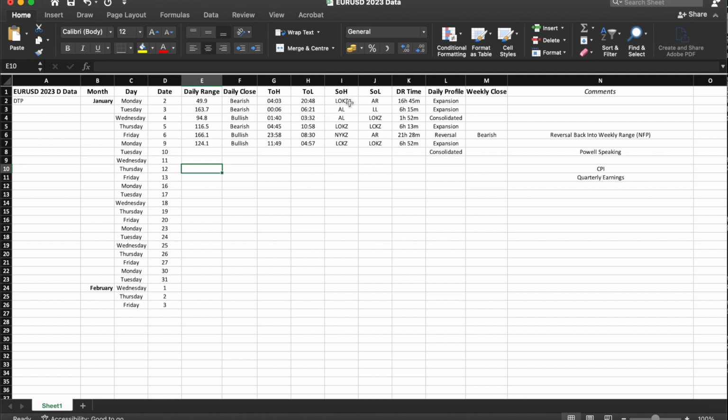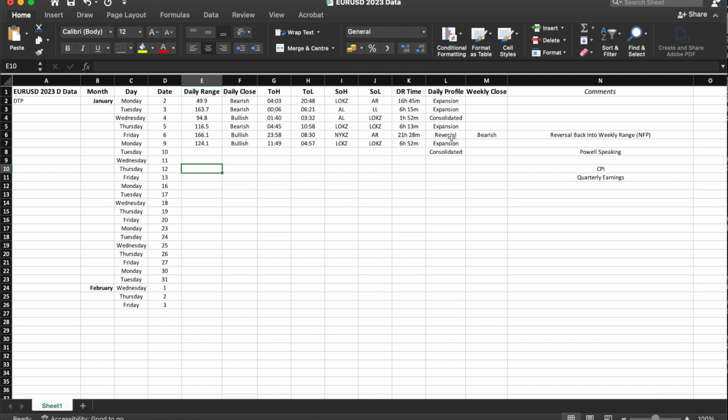This is the session of the high. This is the session of the low. This is the daily range time. So what do I mean by that? The daily range was what? 49.9 pips. How long did it take us to go from high to low? 16 hours, 45 minutes.